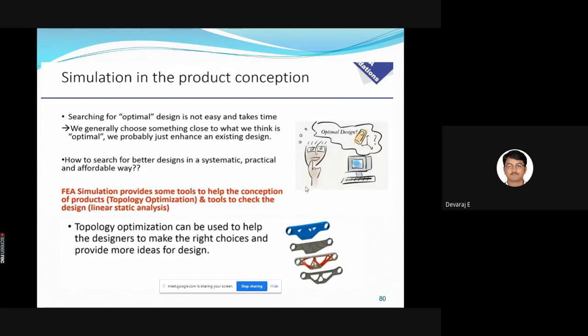Right? So here you can see in the first line, searching for optimal design is not easy and takes time. We generally choose something close to what we think is optimal. See, this is what the customer needs. So how can we meet the customers? First the design thinking team will come into the picture. They will empathize with the customers and ask about their needs. Then they will convert that into ideas. Then that idea will be converted by the product design engineer.